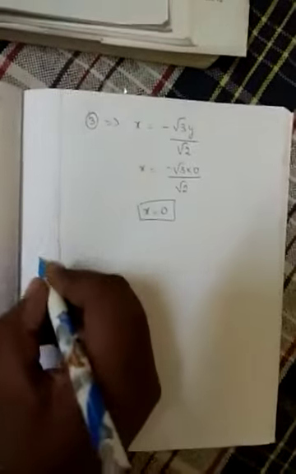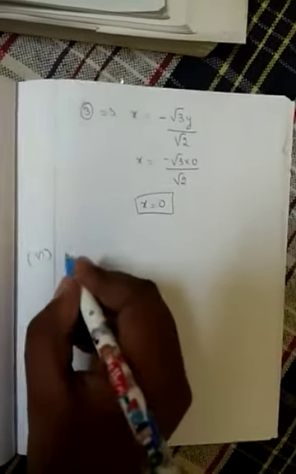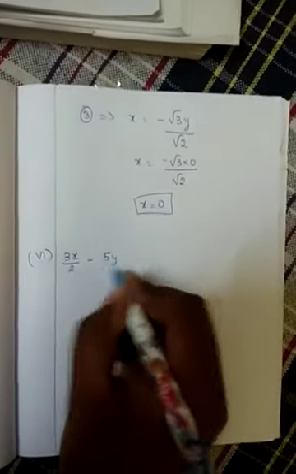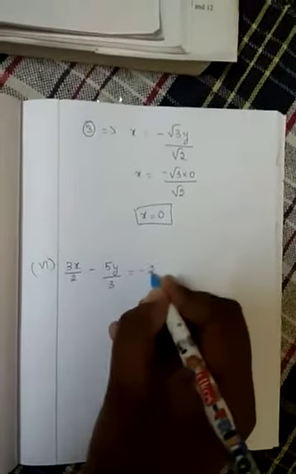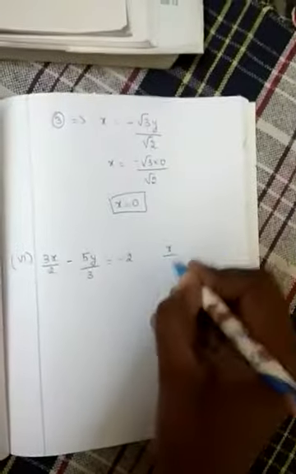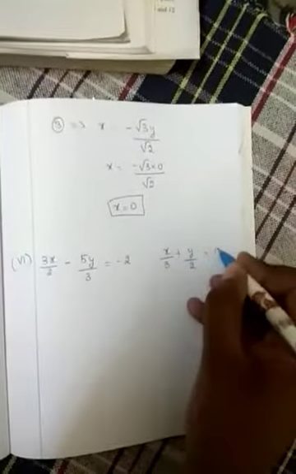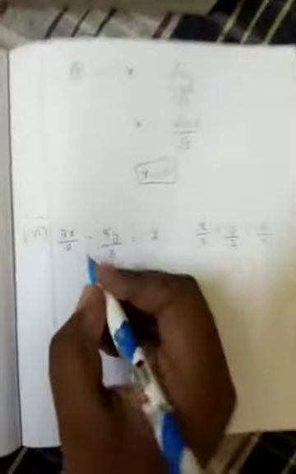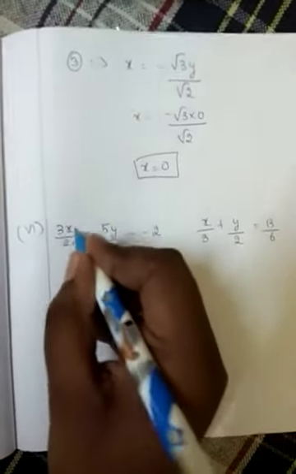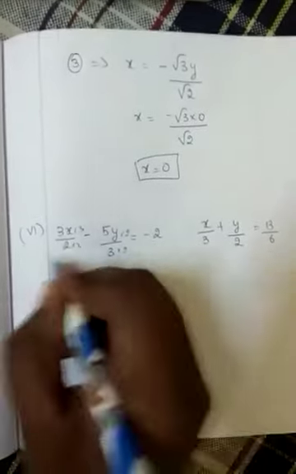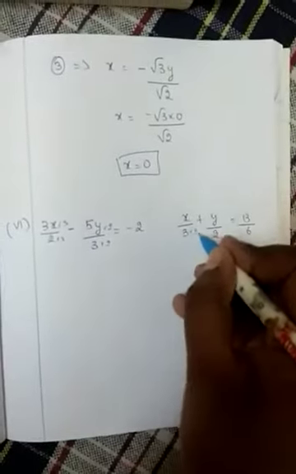Next, the sixth one. 3x by 2 minus 5y by 3 equal to minus 2, and on this side, x by 3 plus y by 2 equal to 13 by 6. Okay, so we have to make a common denominator. So I am going to multiply here numerator and denominator by 3, and here numerator and denominator by 2, because 3 2s are 6, 3 3s are 9. Here also the same thing.